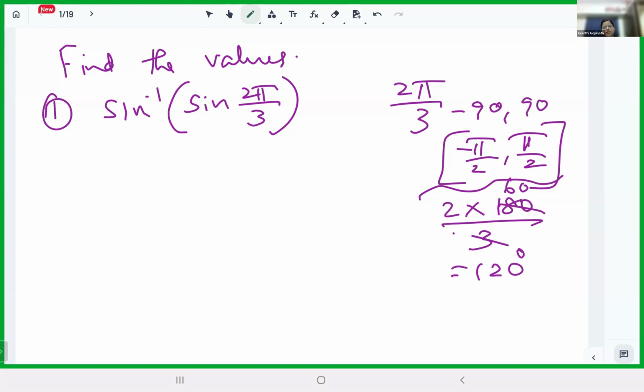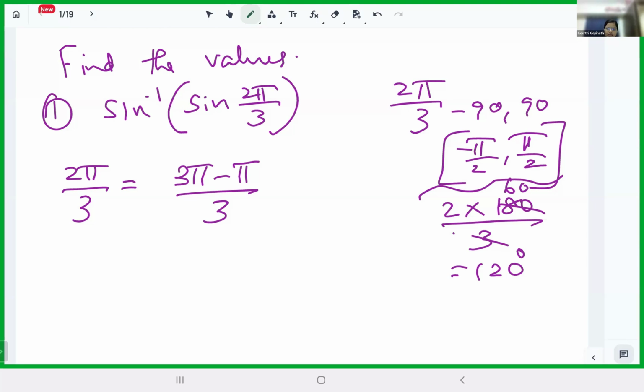So we have to find the angle that is equivalent to 2 pi by 3 that will occur in the PVB of sine inverse. For that, I am going to split this 2 pi by 3. I am going to write this 2 pi by 3 as 3 pi minus pi by 3. Can I write like that? 2 pi by 3 is equal to 3 pi minus pi by 3. We can write it like this.